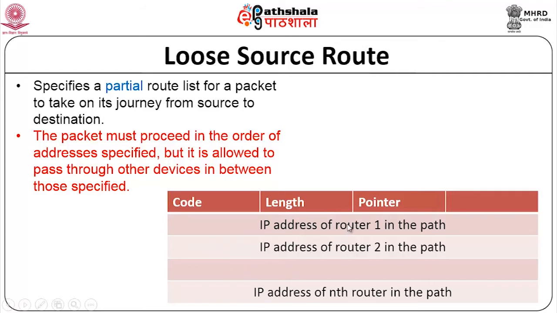So to go from router 1 to router 2, if it were to visit some other router 10, that is allowed. You can allow it to go from router 1 to router 10 and then to router 2, but it definitely will visit router 2. In strict source routing, you will not be allowed to go to router 10, you will have to go from router 1 to router 2 directly. Okay, so that is the idea that is used here. The fields are pretty much the same as what is specified for strict source routing.